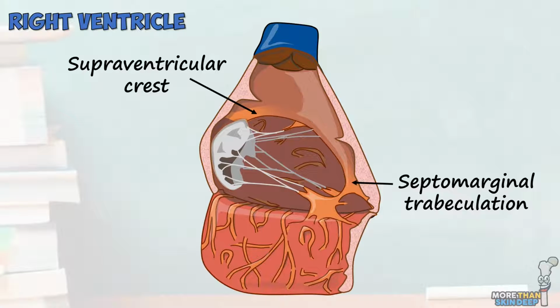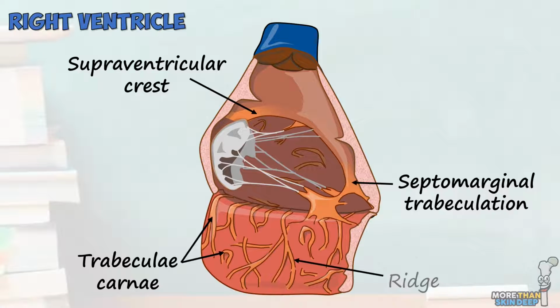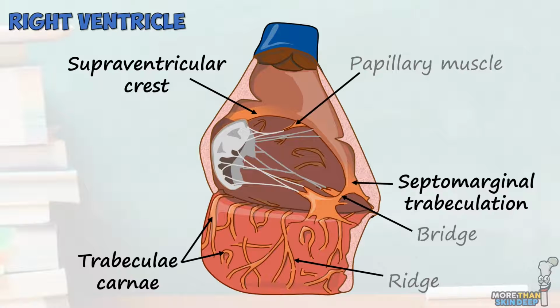The inflow and apical parts of the right ventricle are complex and vary a lot between people, but in all cases they're covered by a series of muscular projections known as the trabeculae carneae. These can be split into ridges, which run along the sides of the ventricles, bridges, which span from wall to wall, and papillary muscles, which attach to the chordae tendineae to prevent the valve from prolapsing.